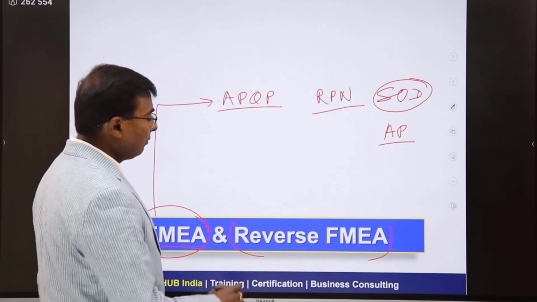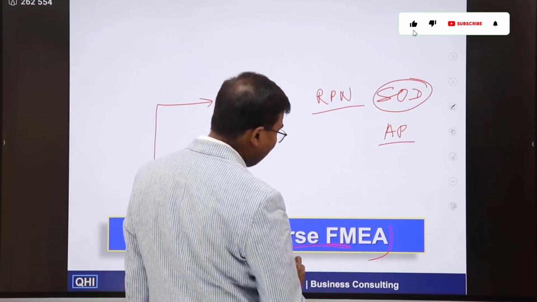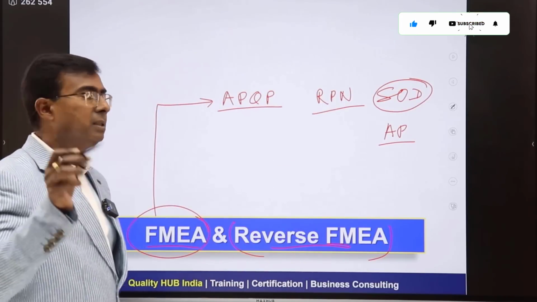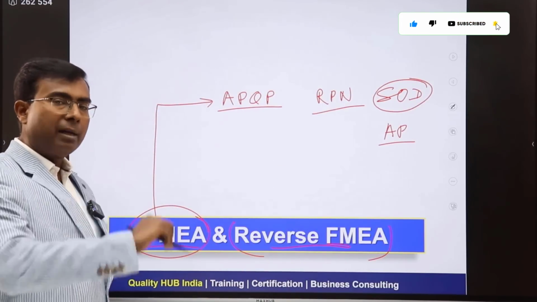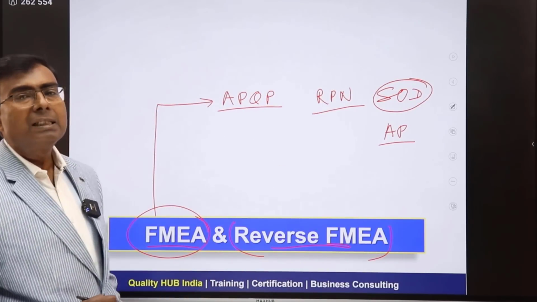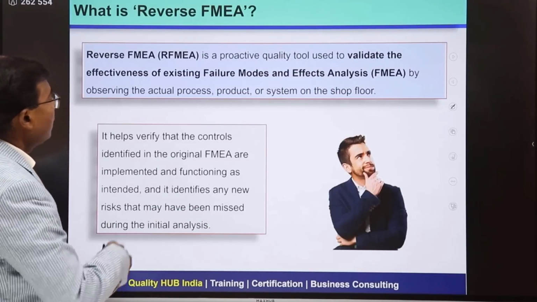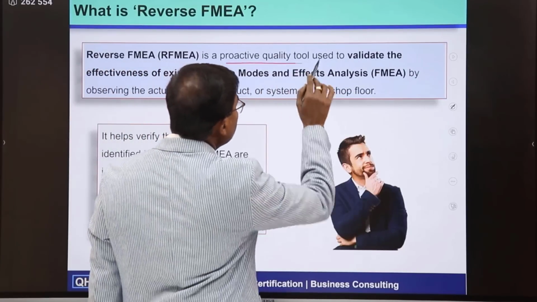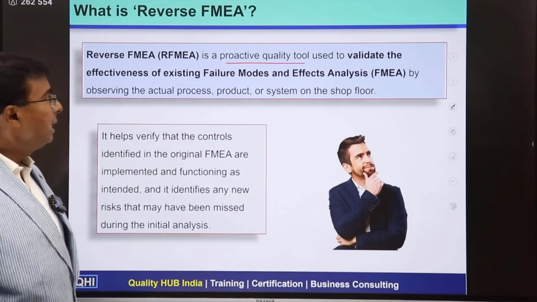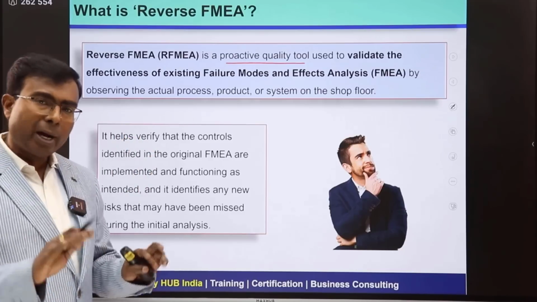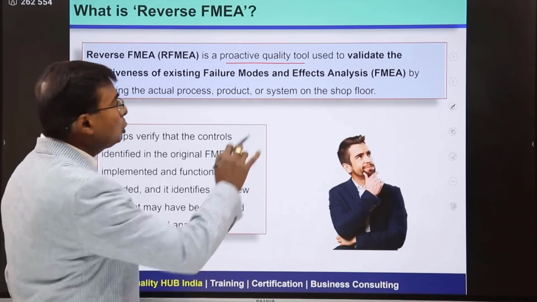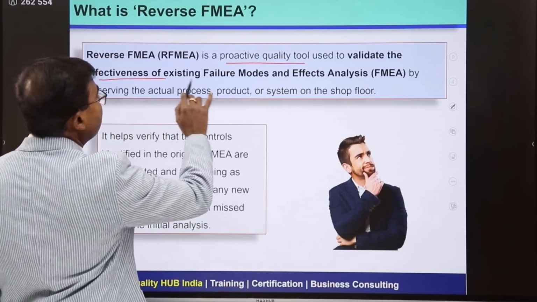But when we talk about reverse FMEA, now the name itself is suggesting reverse, that means it is going in a reverse manner, okay. So what exactly is reverse FMEA? It is a proactive quality tool, so both, that means FMEA and reverse FMEA, both are proactive, used to validate the effectiveness of the existing failure mode.